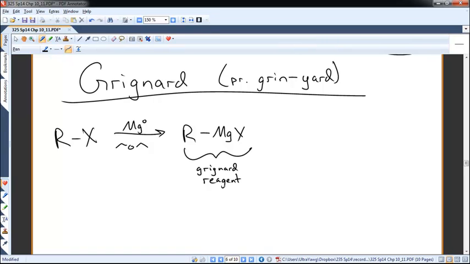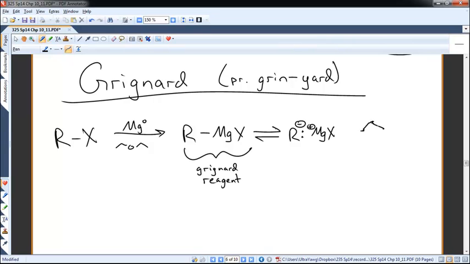It's highly reactive, and it has some special properties. The Grignard reagent is essentially, or at least you can think of it, as an equilibrium between a carbanion and the magnesium halogen cation. Carbanions, we know, are really good bases, but more importantly, they can be nucleophiles.